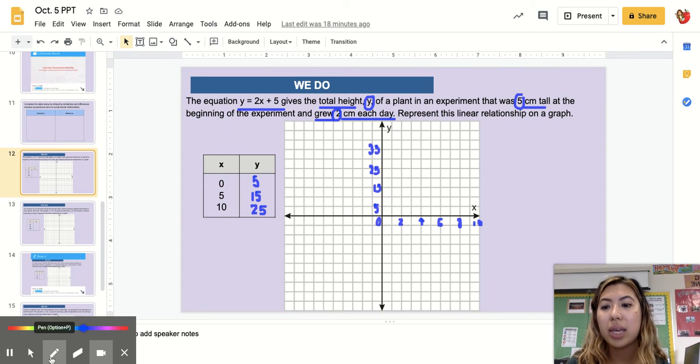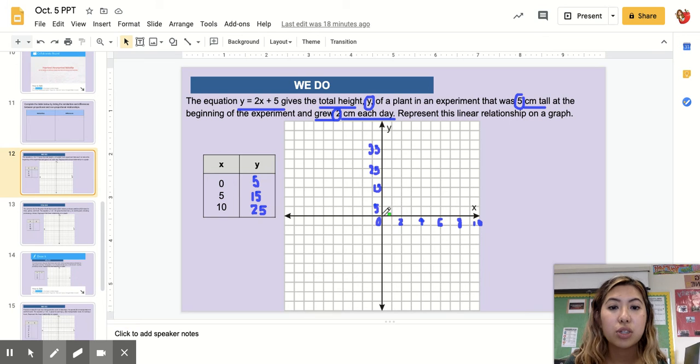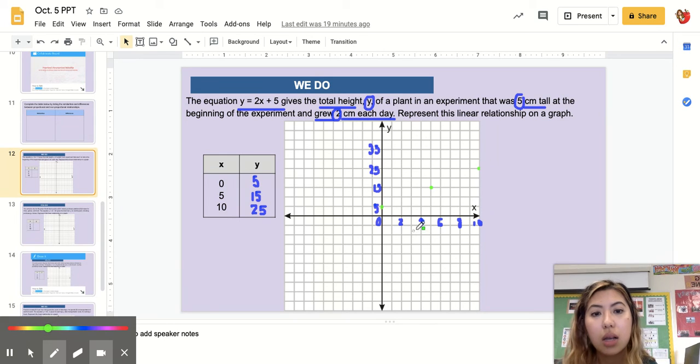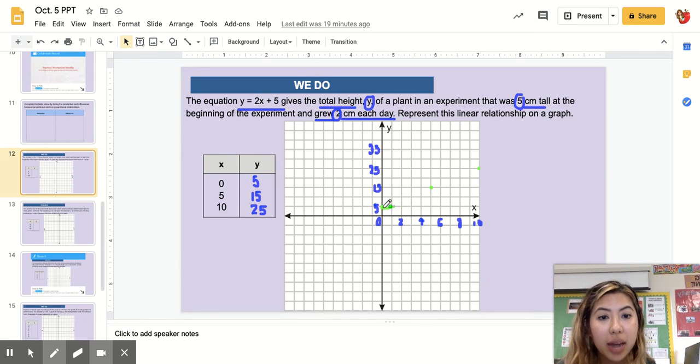Okay, so now I can graph my points. So we have 0, 5. So starting at the origin, I'm moving up the value of 5, which is just one box or one unit here. And then we have 5, 15. So starting at the origin, I'm moving over 5 spaces to the right, and I have to move up to 15. So that was 3 boxes up, 3 units up. Then I have 10, 25. So starting at the origin, I'm moving 10 units to the right, and I have to find the value of 25 on the y-axis, which is right here. So now that the points are plotted, I can connect the points with a line, and that is our graph right here.